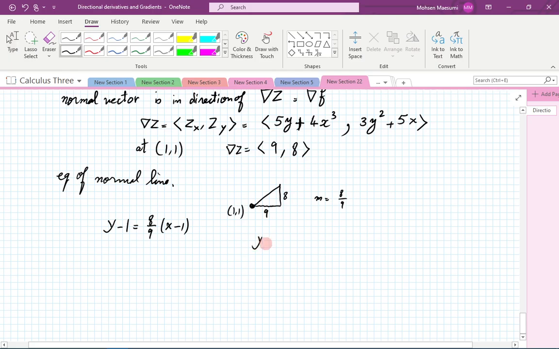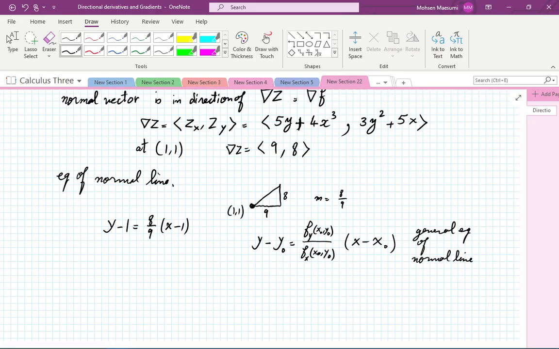so y minus the y of a given point is equal to, now in the numerator you have partial with respect to y of that function at the point of interest. In the denominator you have partial with respect to x of the same location. Okay, you have to calculate them at the location and get the numbers, and then x minus x0, that's going to be the general equation of the normal line. And if you want to multiply it and make it look nicer, be my guest.